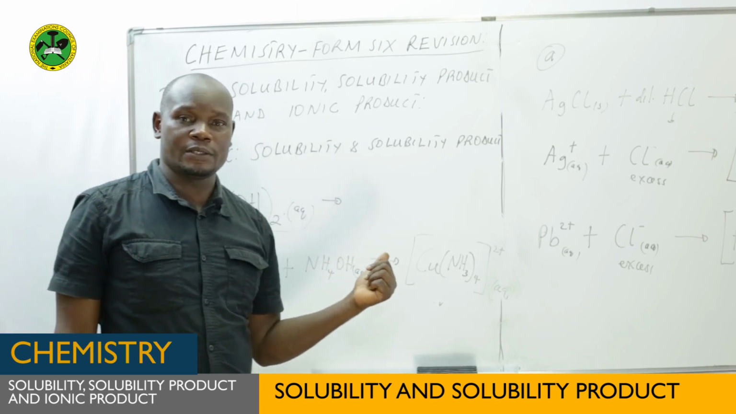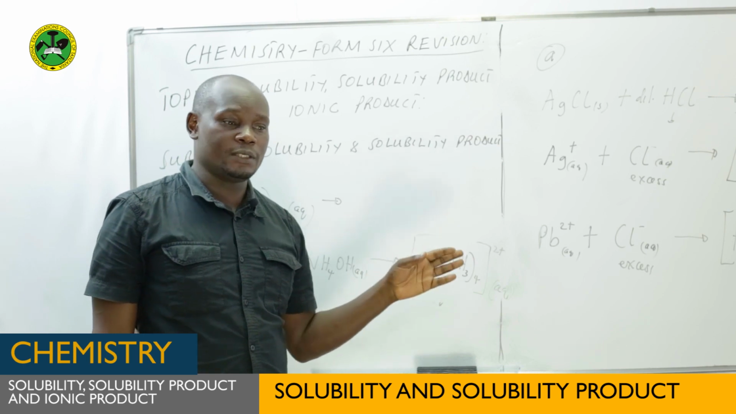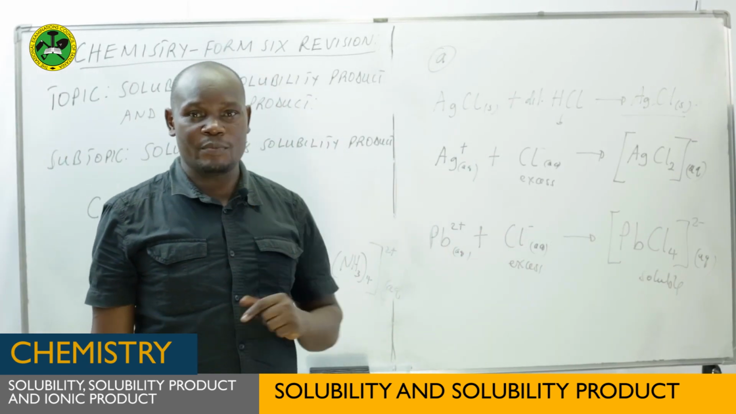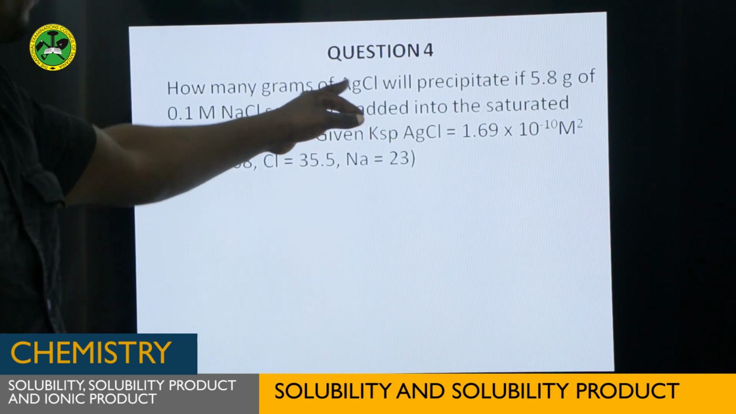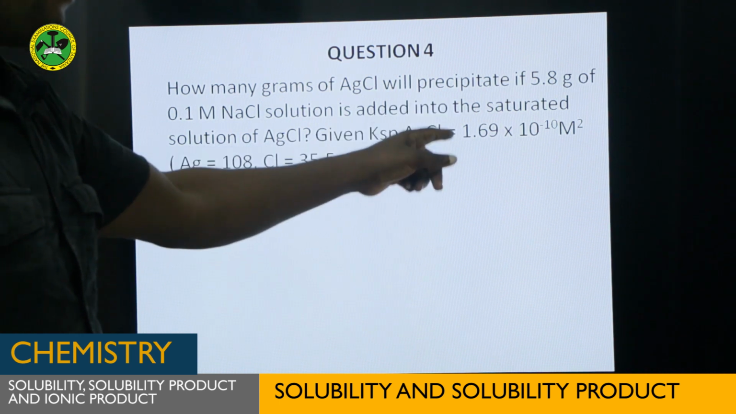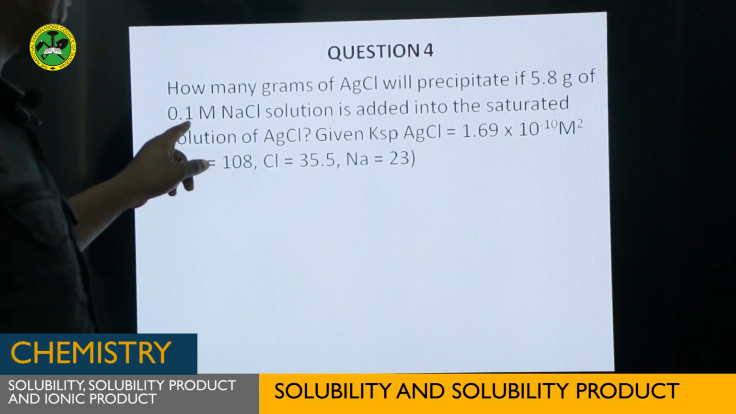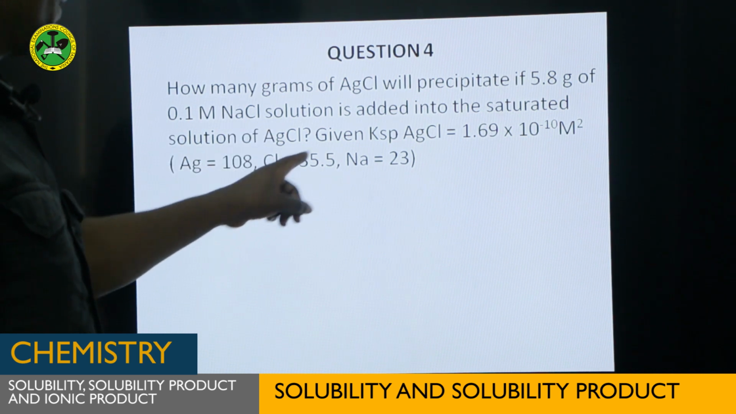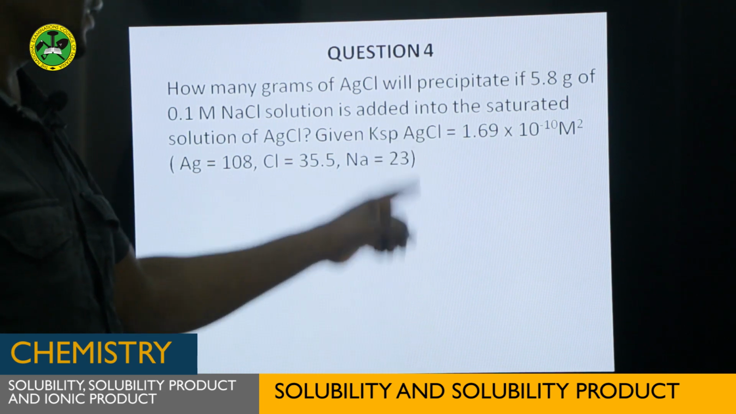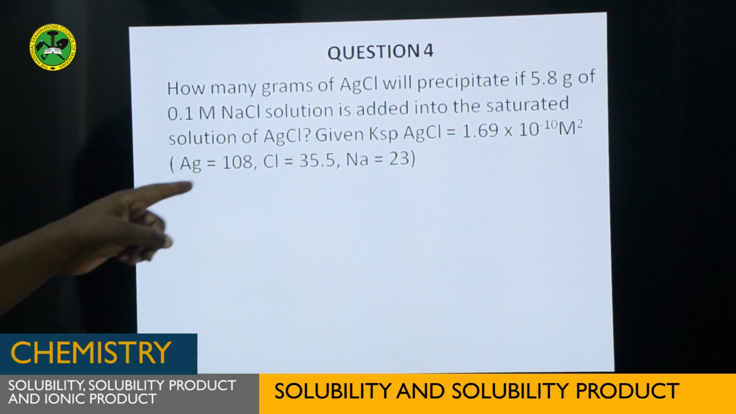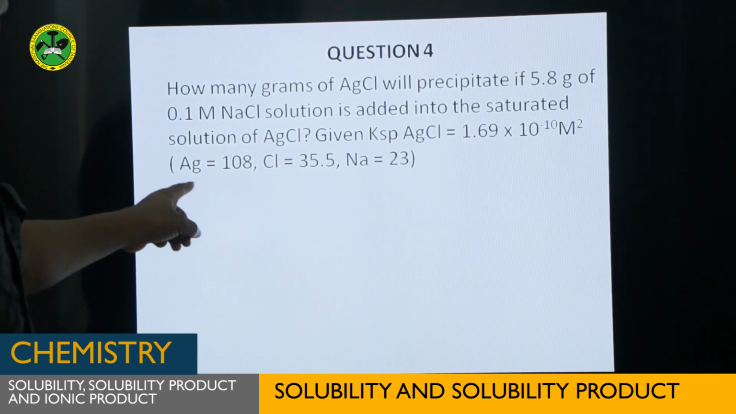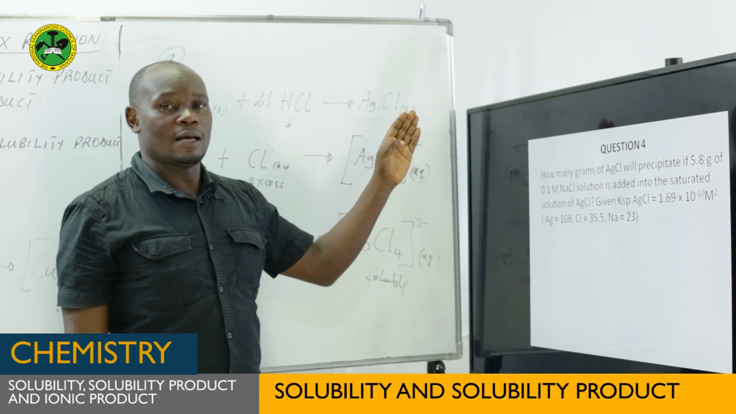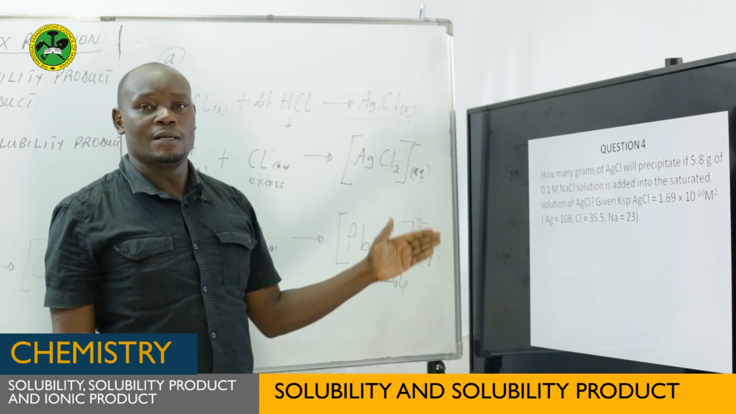Another question will be your assignment. I will read it to you, and you copy it and do it as your assignment. Question number 4: How many grams of silver chloride will precipitate if 5.8 grams of 0.1 mole sodium chloride solution is added into a saturated solution of silver chloride? Given the Ksp of silver chloride is 1.69 times 10 to the power negative 10 mole squared per litre squared. Given also the molar masses of silver, chlorine and sodium. You can try it. It is about the common ion effect.